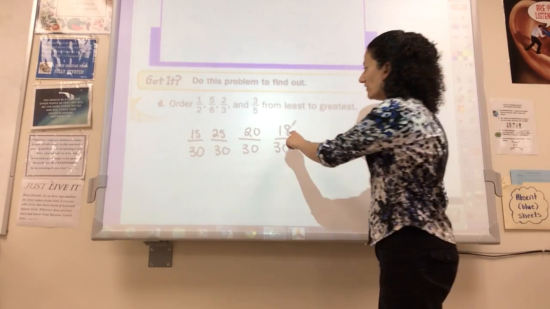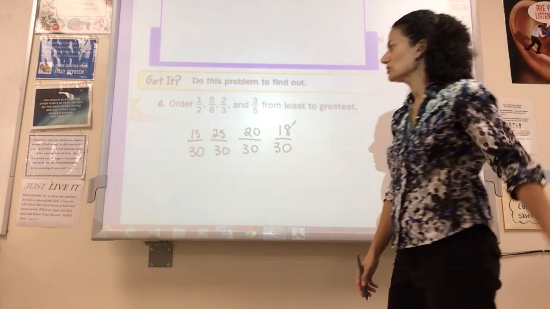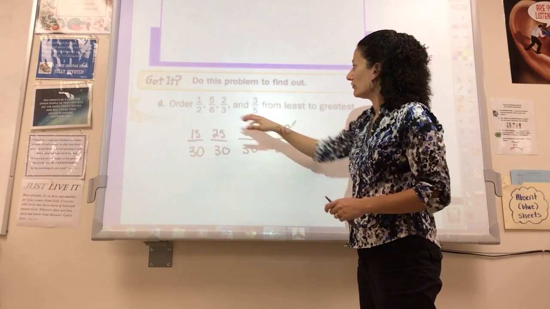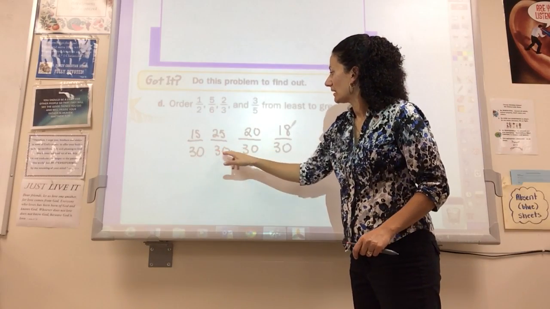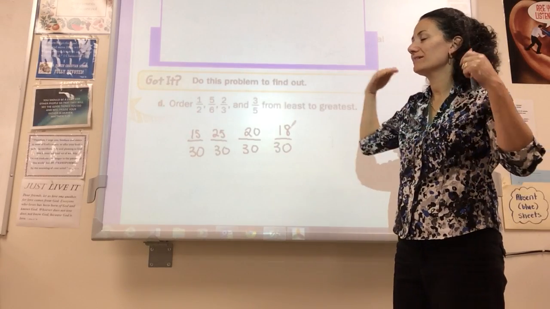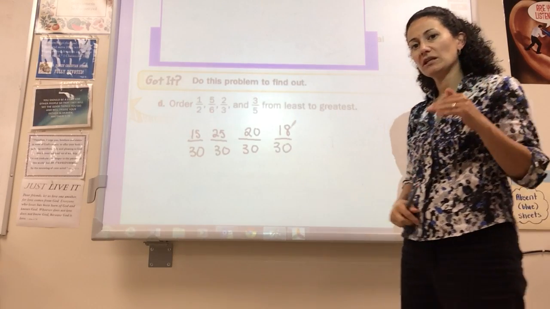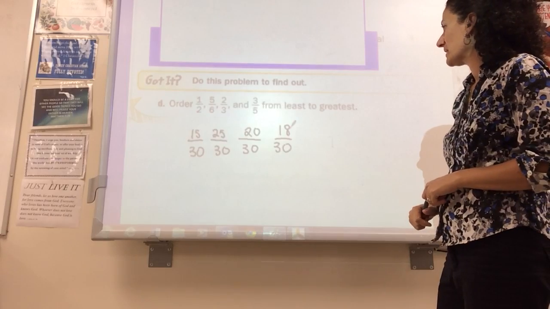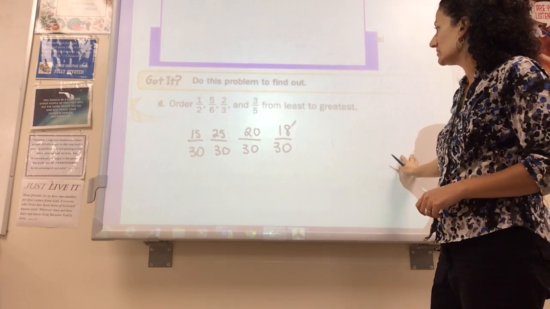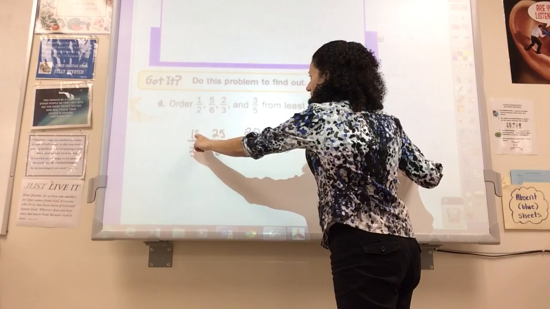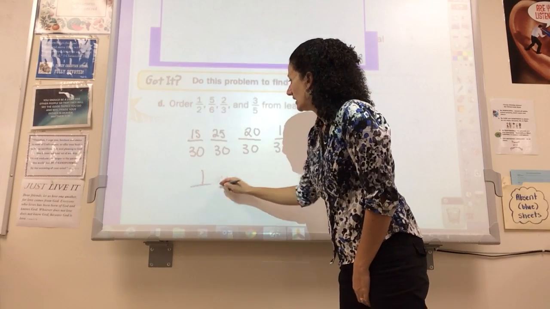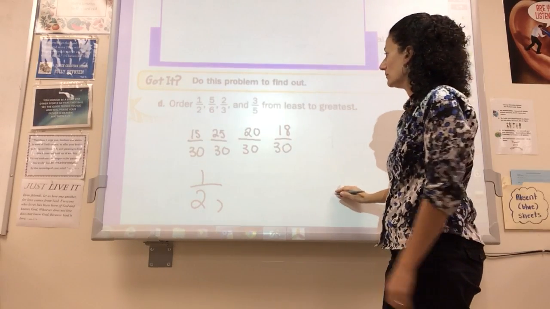I hope you see how I'm finding these numerators. I'm just multiplying whatever I multiplied the bottom by to get my common denominator, I'm multiplying the top. Remember, whatever you do to the denominator, you do to the numerator. Now I can compare them from least to greatest. I see that 15 is the smallest. That was 1/2. I'm going to write them back in their original form.